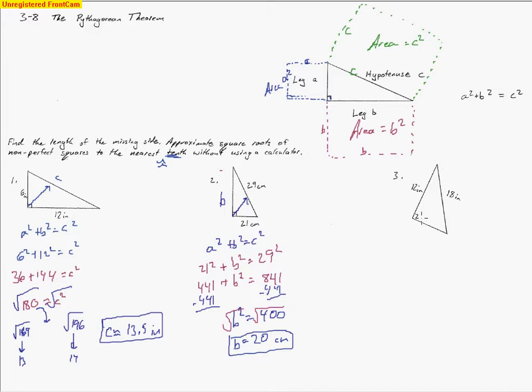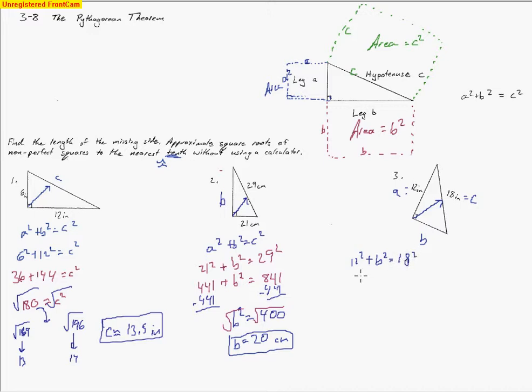Well, looking at this one, same sort of thing. Again, look at the right angle. Go opposite the right angle gives us our C value. So the other two sides are going to be A and B. It doesn't matter which one you call A or which one you call B. Just substitute the numbers in the formula. 12 squared plus b squared equals 18 squared.